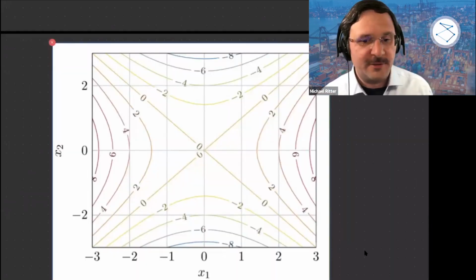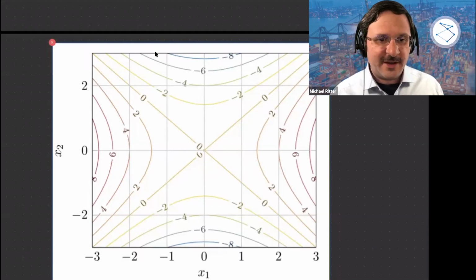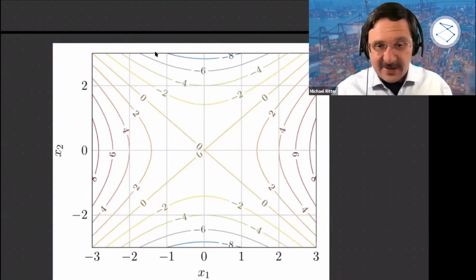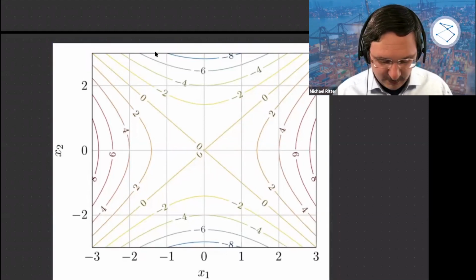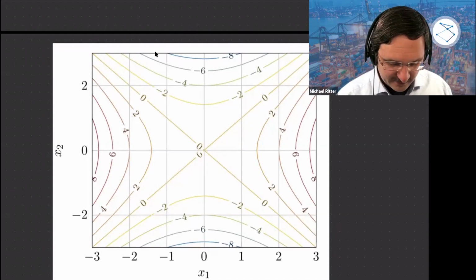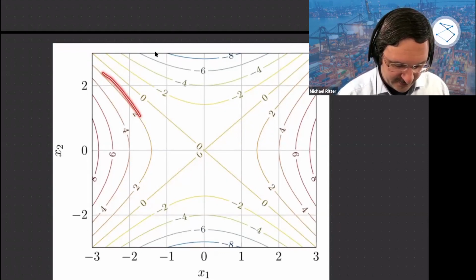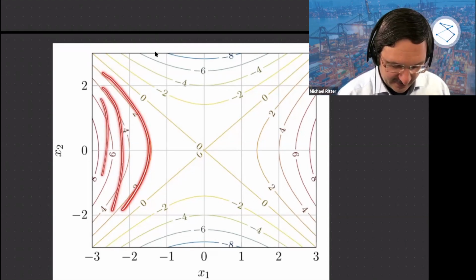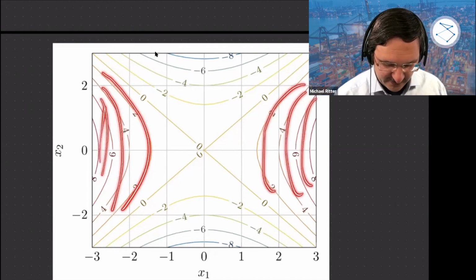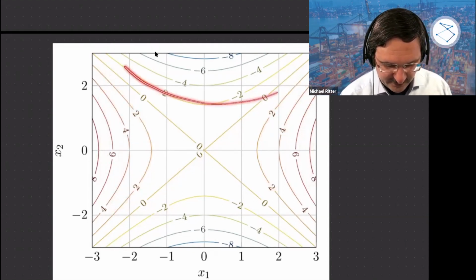So here we go. We should now be able to see my iPad screen once again. So that's how the level set plot looks like, the contour plot. And you can see those curves here. And on the other side, so that's symmetric. You can see those curves here.